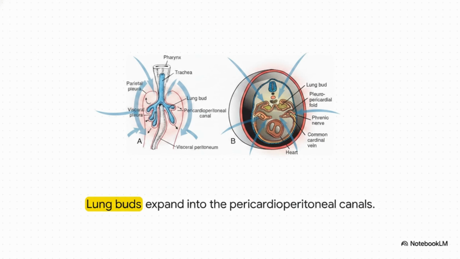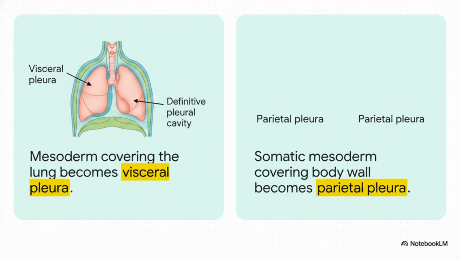You can really appreciate the spatial dynamics here when you look at it in a transverse orientation. With subsequent growth, the lung buds don't just grow straight outward. Their growth vectors expand in downward and lateral directions. And as they push downward and laterally, they gradually fill up those narrow pericardioperitoneal canals that are lying alongside the foregut.